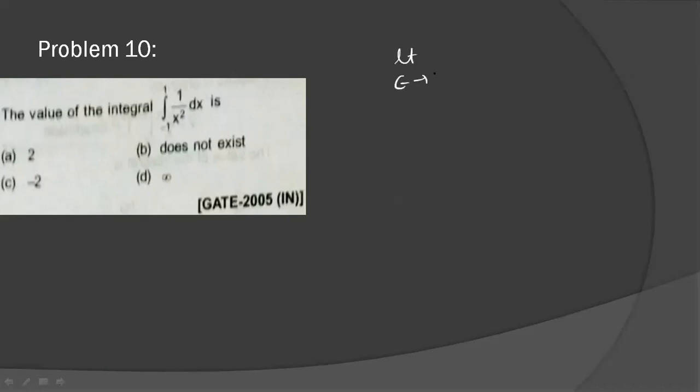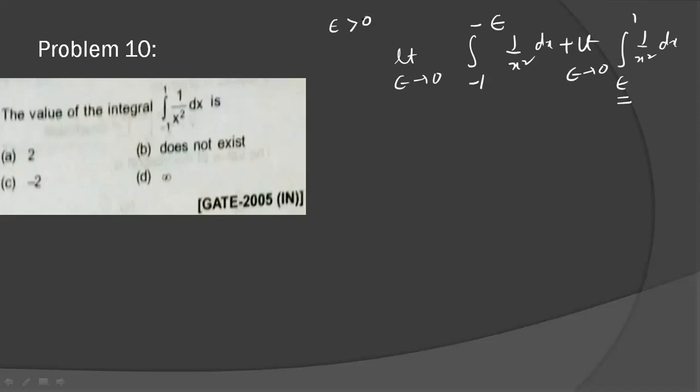Limit epsilon tending to 0, if you want it in one variable, then it will be minus epsilon to 1 over x square dx, plus limit epsilon tending to 0, epsilon to 1 upon x square dx. Because here you are taking the right hand value, and here the left hand value, and epsilon is always positive. So for the left hand limit, it will be 0 minus h. It means epsilon must be negative. So we are supplying a minus sign here for this reason.